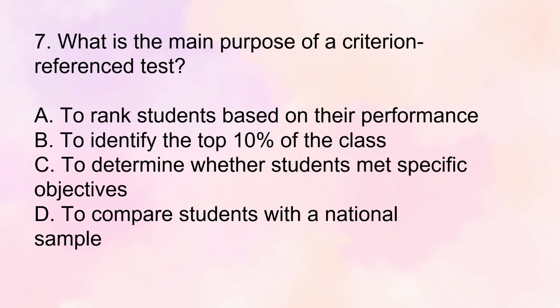Number seven, what is the main purpose of a criterion-referenced test? Letter A, to rank students based on their performance. Letter B, to identify the top 10% of the class. Letter C, to determine whether students met specific objectives. Or letter D, to compare students with a national sample.